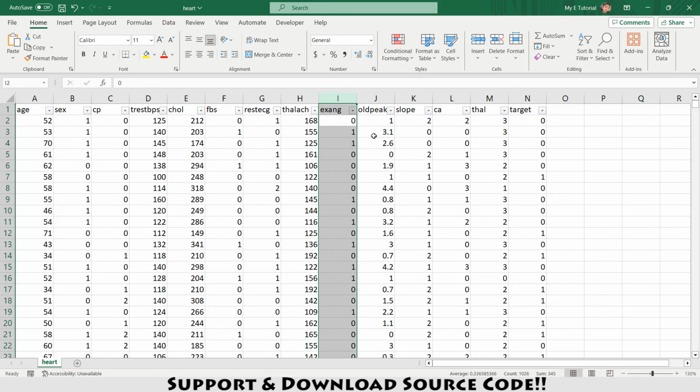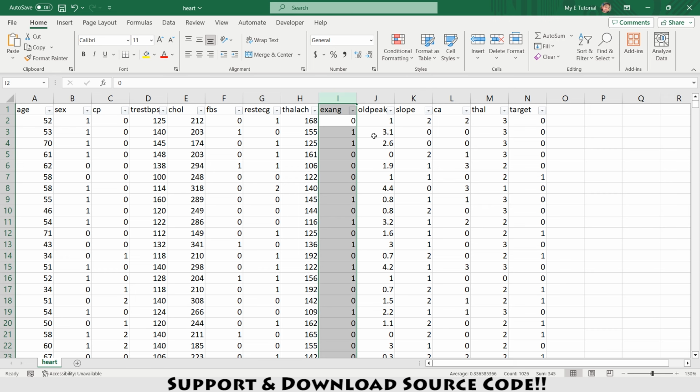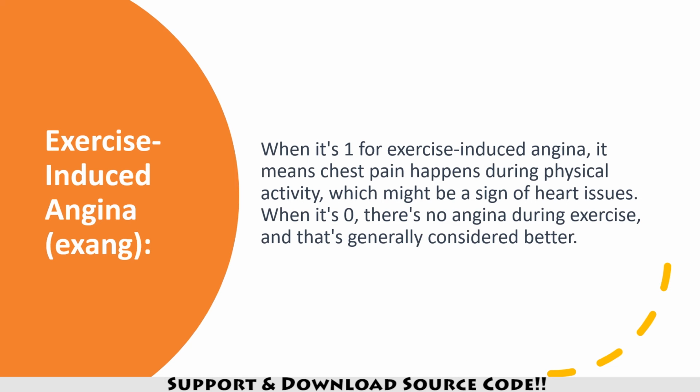The next one is EXANG, exercise induced angina. When it's 1 for exercise induced angina, it means chest pain happens during physical activity. So if the value is 1, that means there is pain during physical activity, and if it is 0, that means there is no pain during exercise.